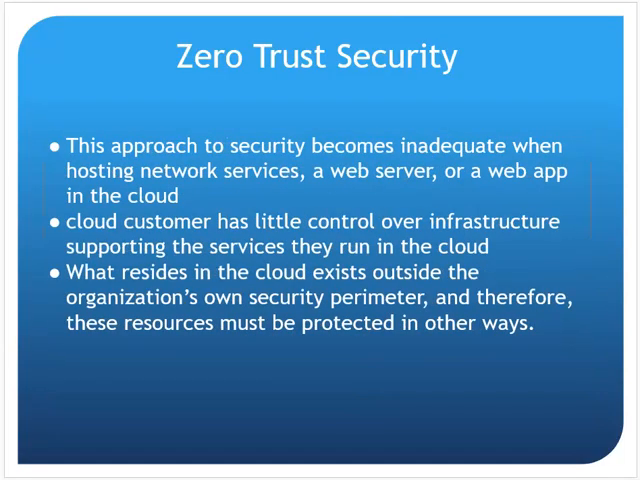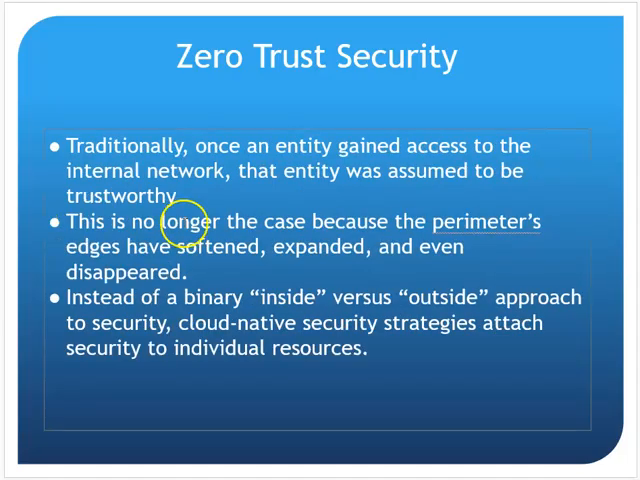With zero trust security, just relying on those becomes inadequate, because I might have network services hosted, like a web server or web application in the cloud. So they're not behind our perimeter anymore. They're outside of our perimeter, but we still need to somehow secure them. A cloud customer has little control over that. What resides in the cloud exists outside the organization's security perimeter, and therefore these must be protected in other ways, which I was just mentioning to you.